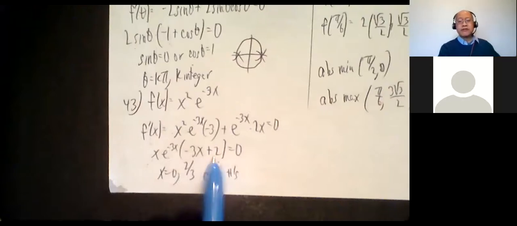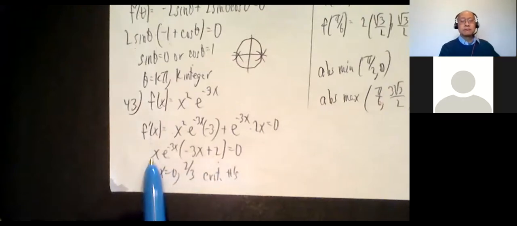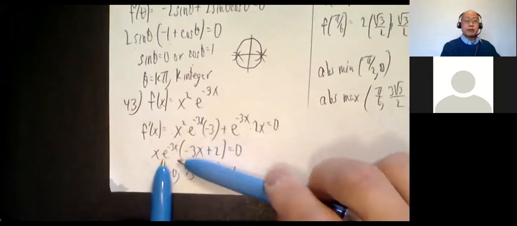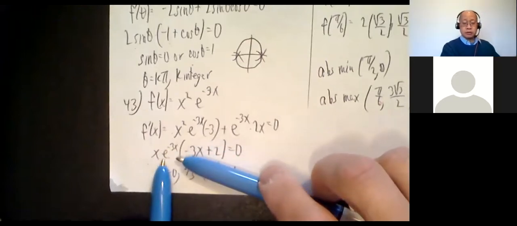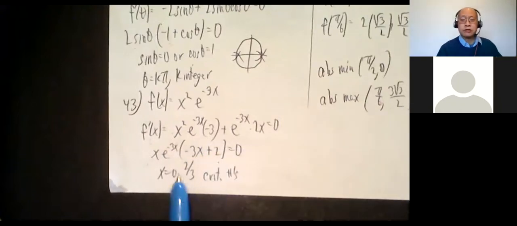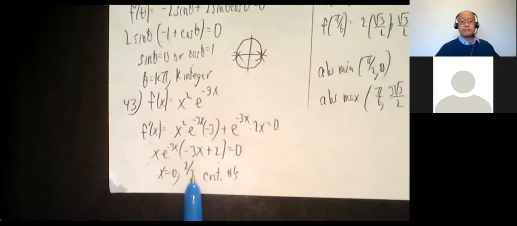All right, so by the 0 factor property, either this is 0, or e to the negative 3x is equal to 0, but remember that's never possible. Exponential functions can never equal 0. So that's not going to happen. And a little bit of simple algebra there gives me 2/3. So my critical numbers are 0 and 2/3.